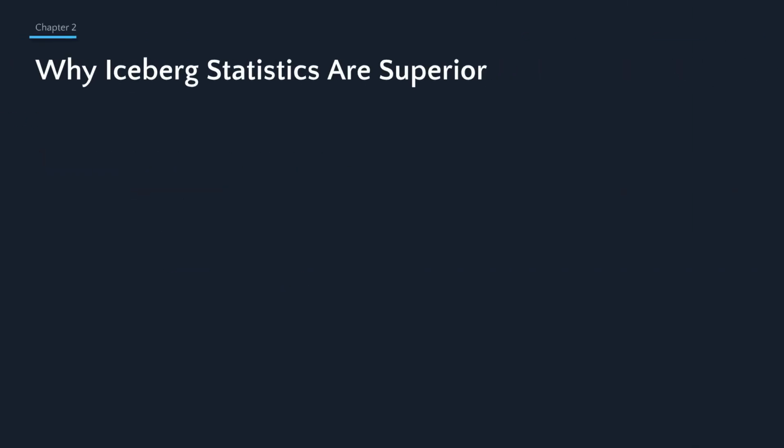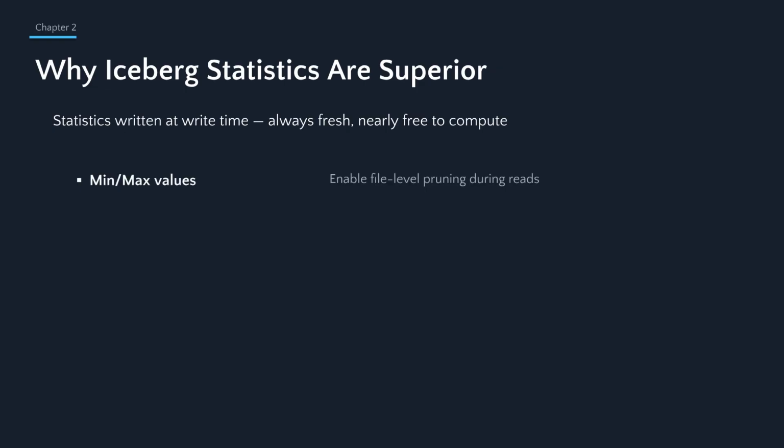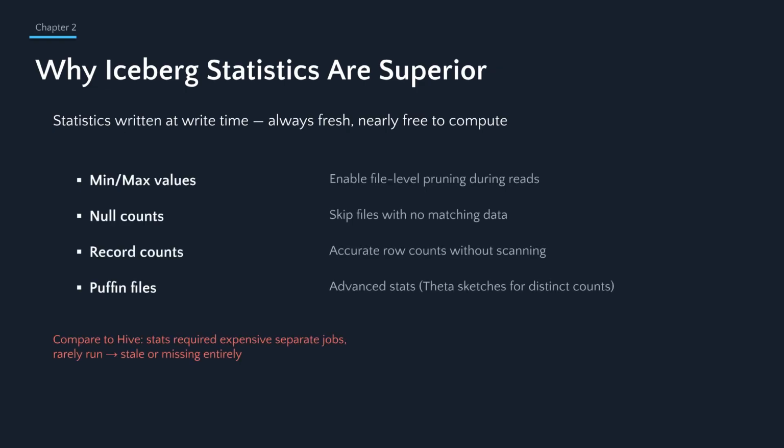Iceberg statistics are superior because they are written at write time, making them fresh and cheap to compute. Min/max values enable file-level pruning. Null and record counts allow for file skipping and accurate row counts without scanning.